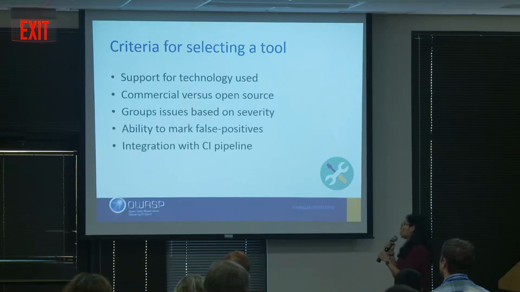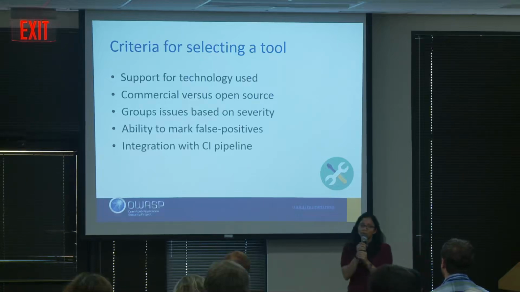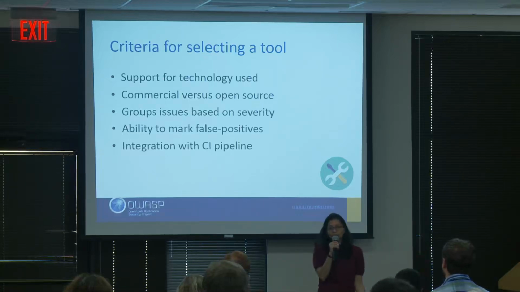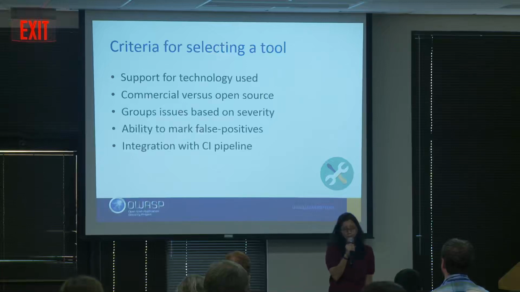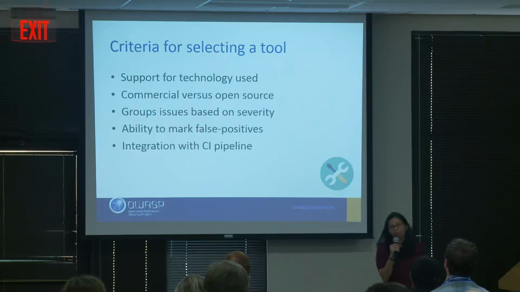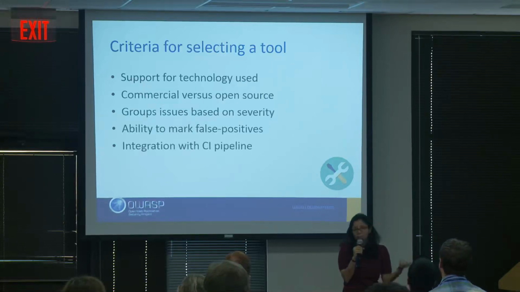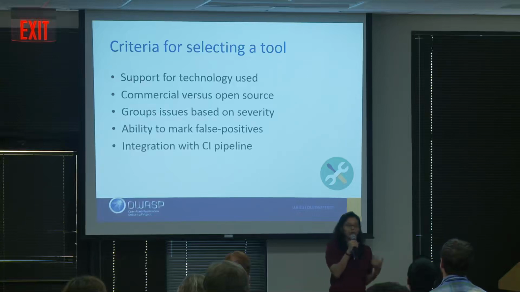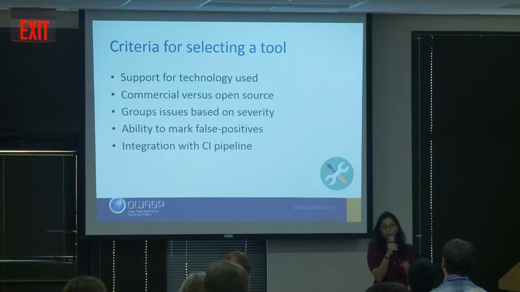And the last one is a very important one: look at how easy these tools are to integrate in your CI pipeline. Because that's the direction we should be going, DevSecOps. So make sure that they have plugins available for your Jenkins pipeline, or make sure they have the feature for quality gates. That's something that you should look for.